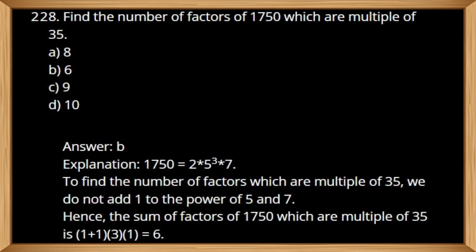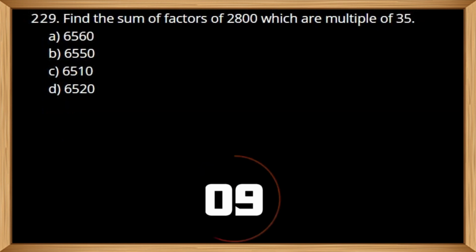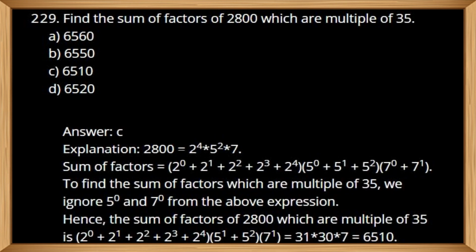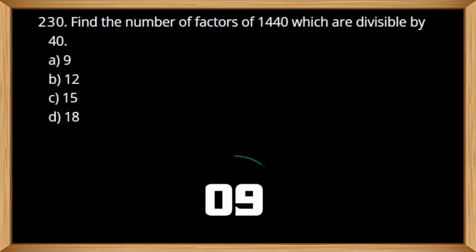Find the number of factors of 1750 which are multiples of 35. Option B, 6. Find the sum of factors of 2800 which are multiples of 35. Option C, 6510.